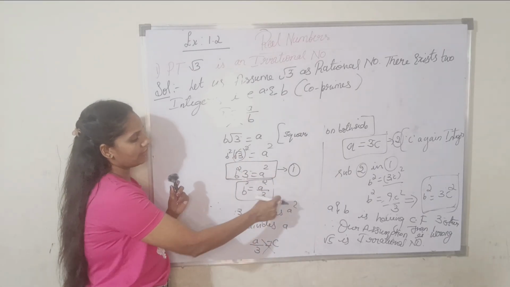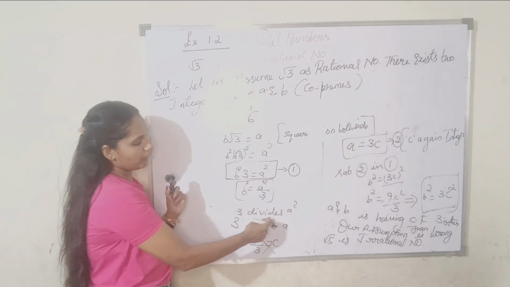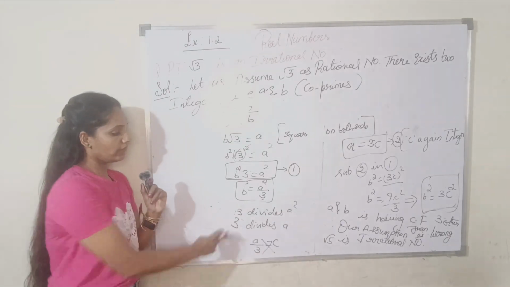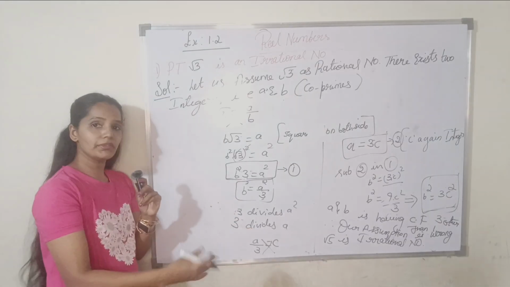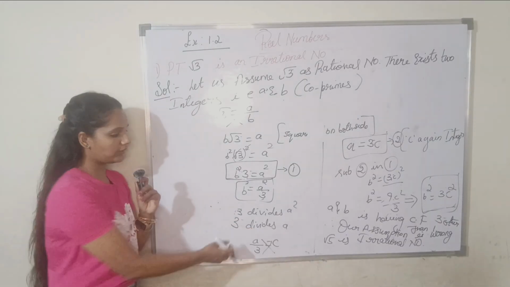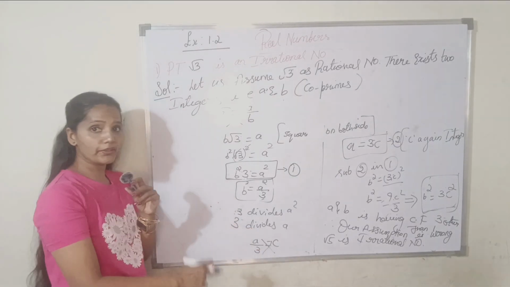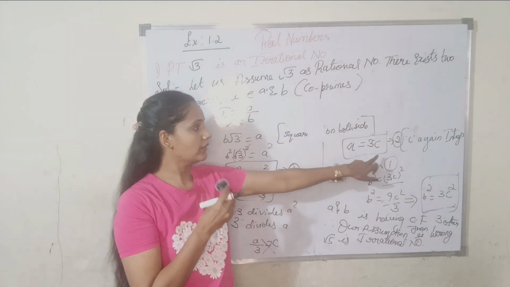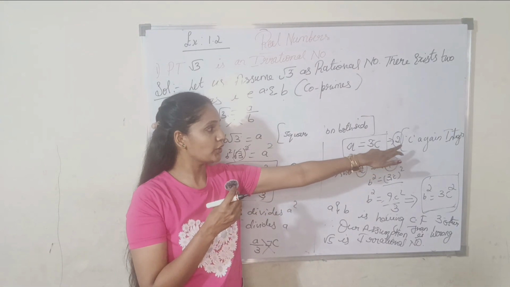From here we can write that 3 divides a square. Therefore 3 divides a. Okay. When 3 divides a, there must be some other integer you will get. That is we assume it as c. Now again you cross multiply. You will get a is equal to 3c. That we consider as equation number 2.